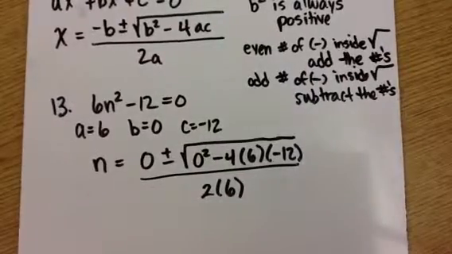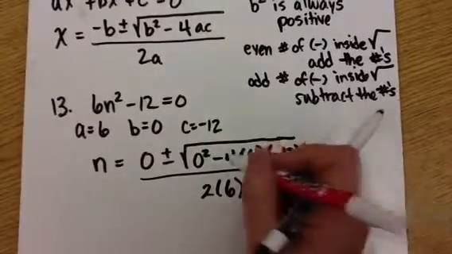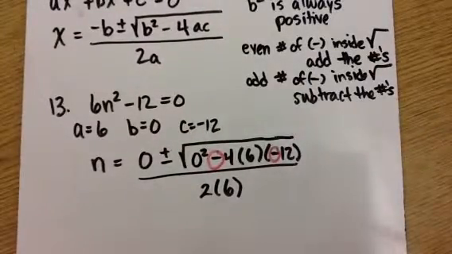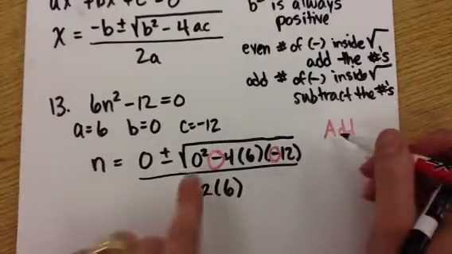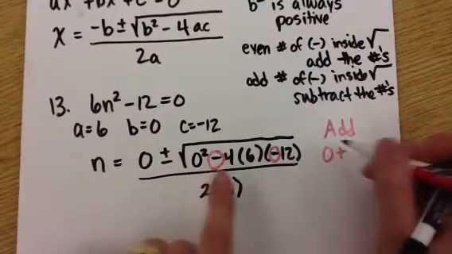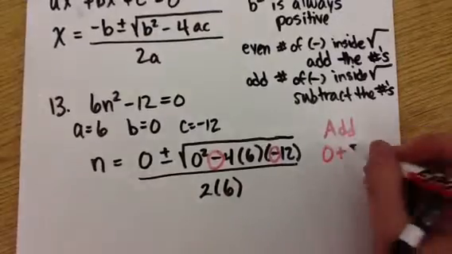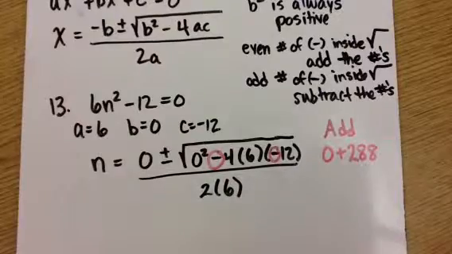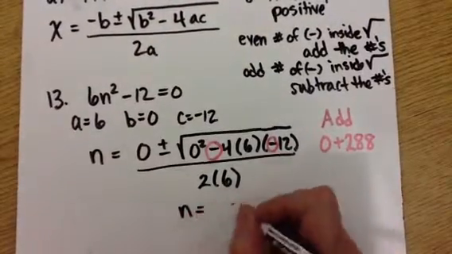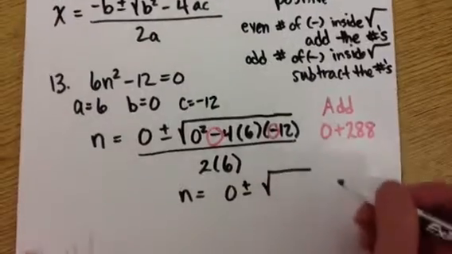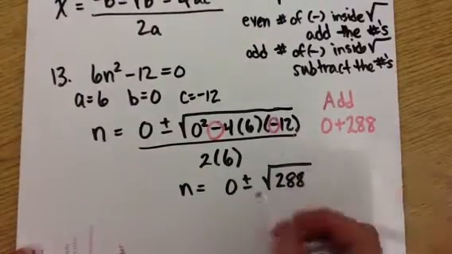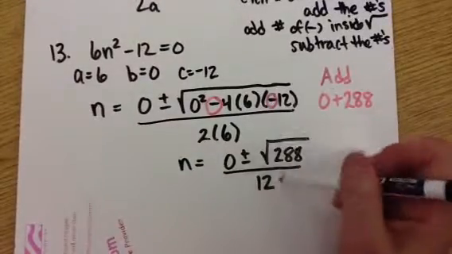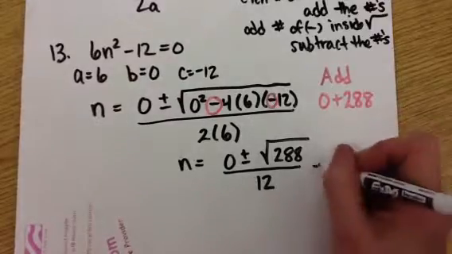Now here's where I was talking about how many negative signs do you have. Here I have 1, 2 negative signs. So what I'm going to be doing is adding the 0 squared and whatever 4 times 6 times 12 is, which I think is 288. So then n will be 0 plus or minus the square root of 288 all divided by 12. I don't want to do any simplifying with the 12 until I've simplified my radical.